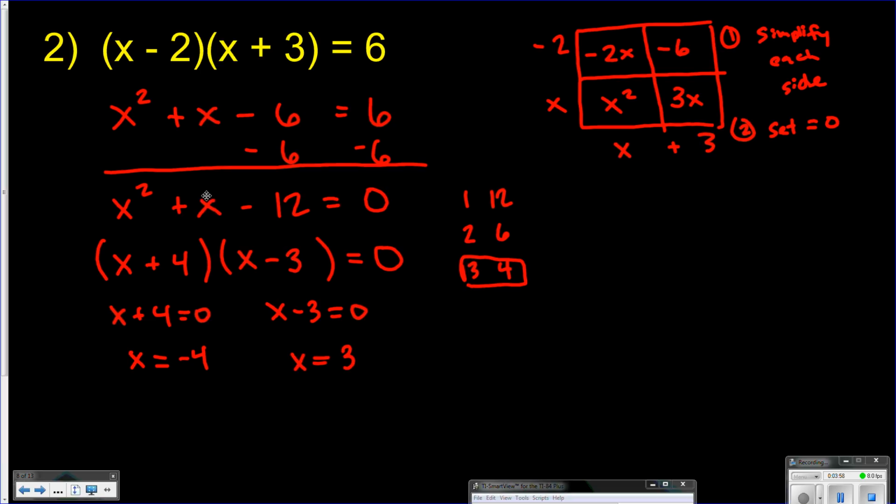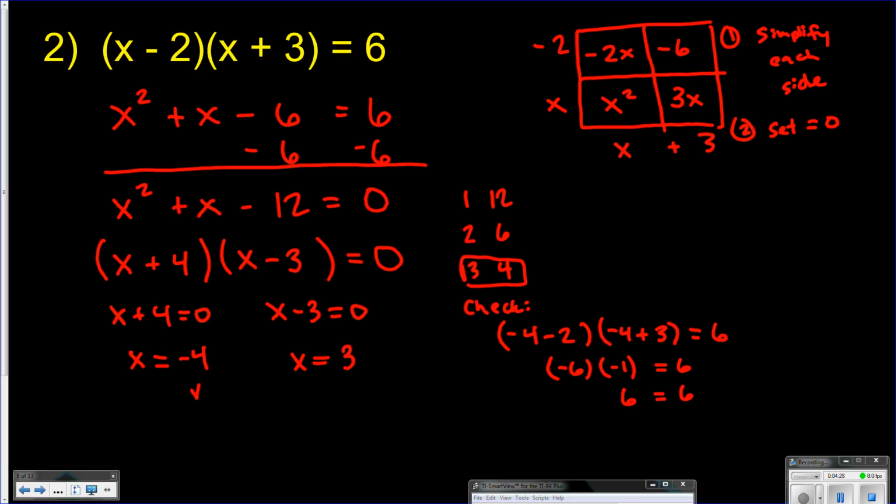How do we check it? Take them, plug them back in. I could do negative 4 minus 2. This is my check. Negative 4 minus 2 times negative 4 plus 3 should equal 6. Negative 4 minus 2 is negative 6. Negative 4 plus 3 is negative 1. When we multiply those together, we should get 6, which is correct.